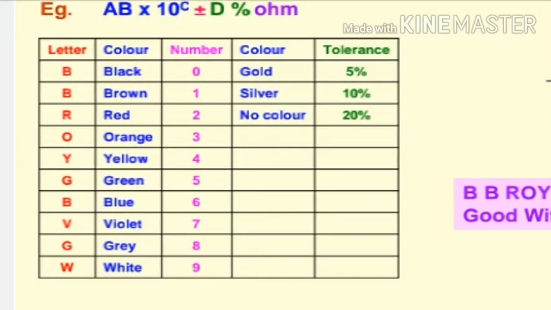So the first color whose value is assigned as 0 is black. If the color is brown, then this is indicated by the value of 1. If the color is red, then the value is 2, and the value assigned for orange is 3, for yellow is 4, for green is 5, for blue is 6, for violet is 7, for gray is 8, and for white is 9.